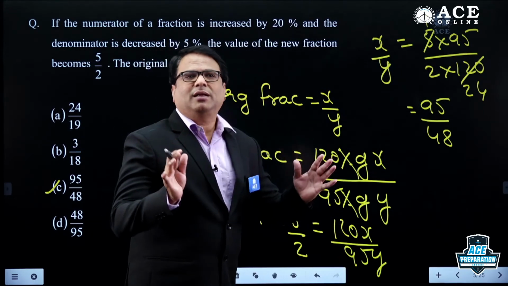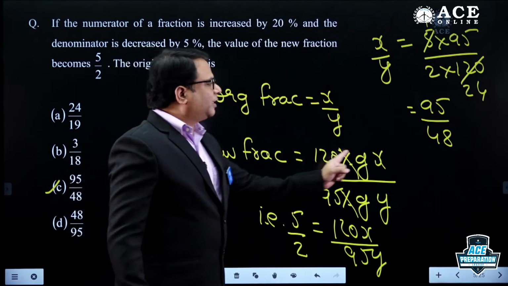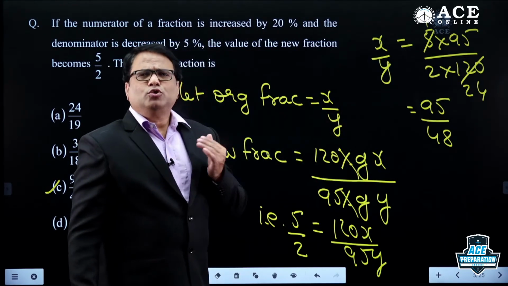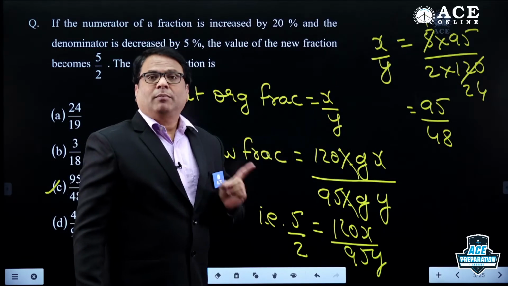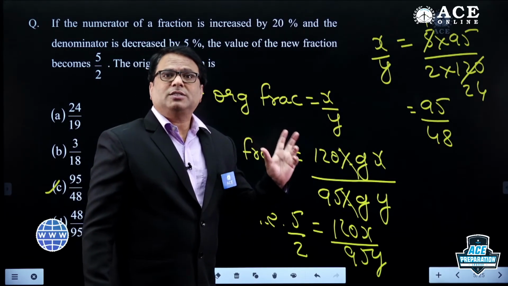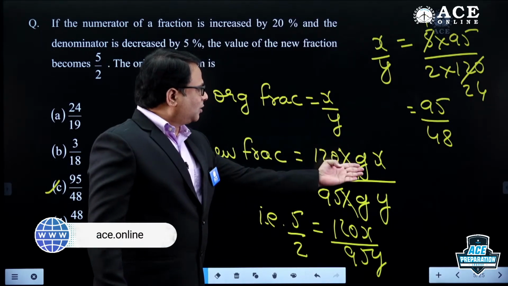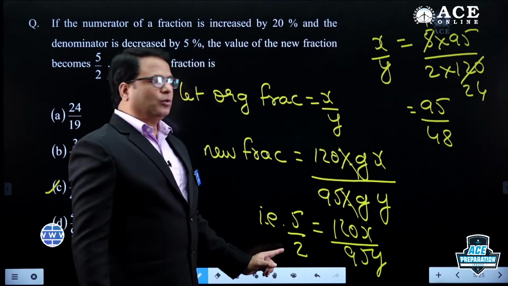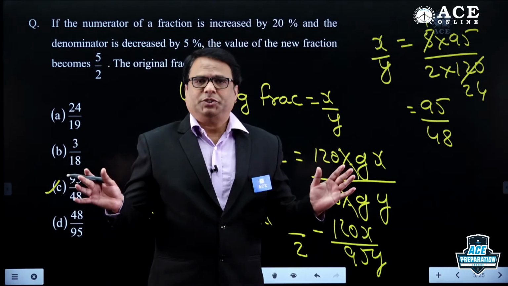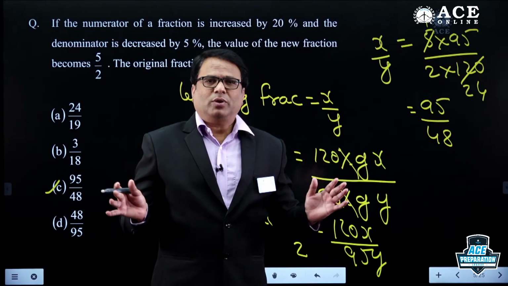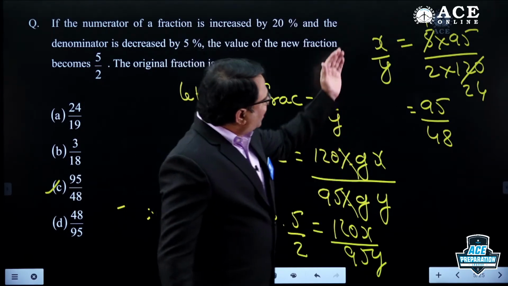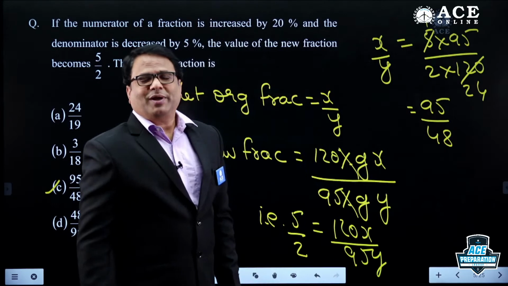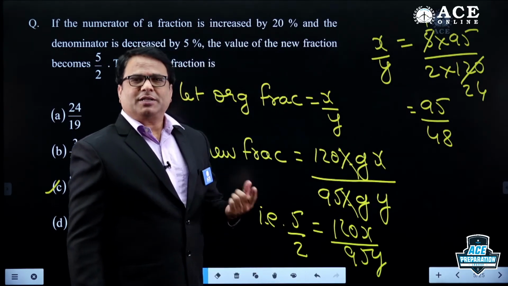So what we have done here: the new numerator is 120% of x, because the numerator is increased by 20%. The new denominator is 95% of y, because the original denominator is decreased by 5%. So 120% of x divided by 95% of y, and we equate this with 5/2. After that, it's only a matter of calculations. And when you do the calculations, you get the original fraction, x by y, equal to 95 by 48. Okay, come on, let us go for the next question.